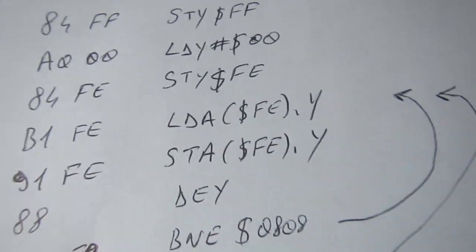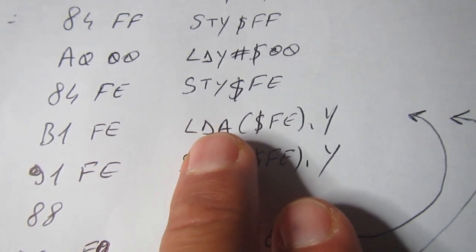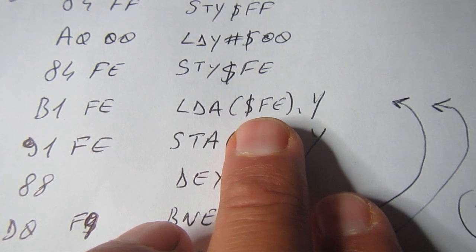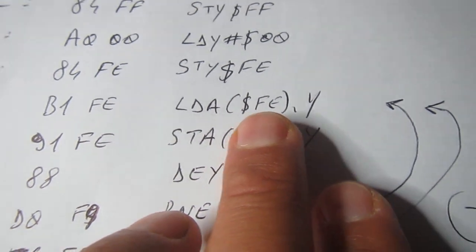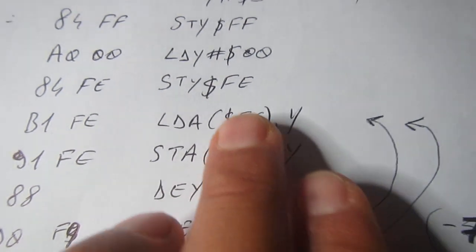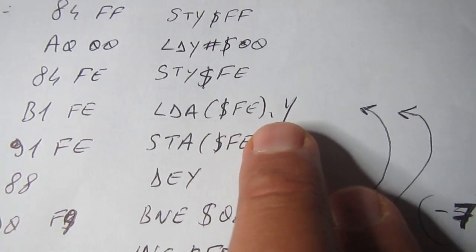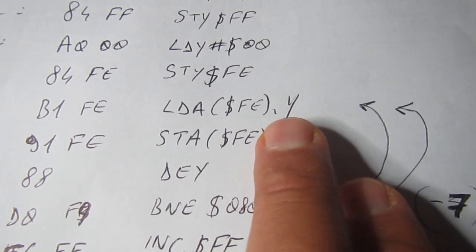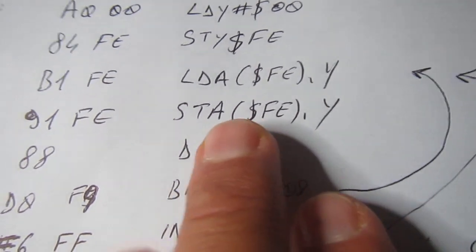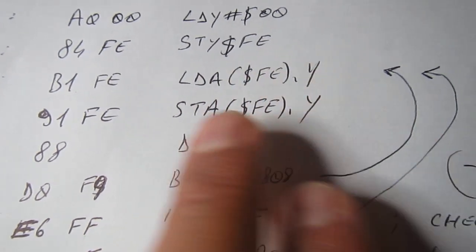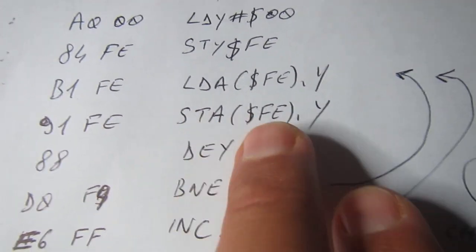Then what we do is load the accumulator, which is another 8-bit register, from the location that is contained in the location FE in page 0. So FE contains 00D0, which is D000 actually. And then we add the content of register Y, which starts with 0 at this moment. And same thing, we load the accumulator with the location we just calculated this way, and we store the accumulator content to the same location.